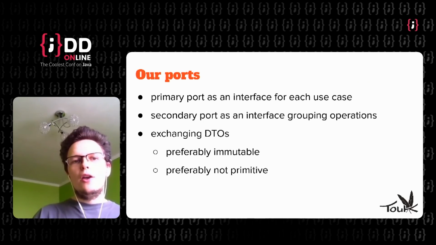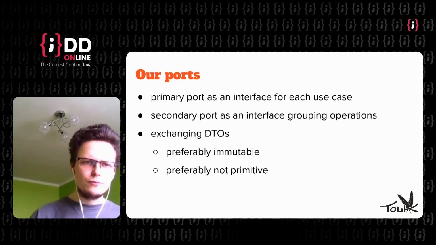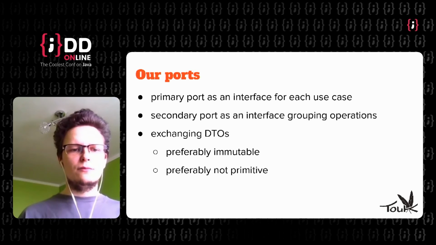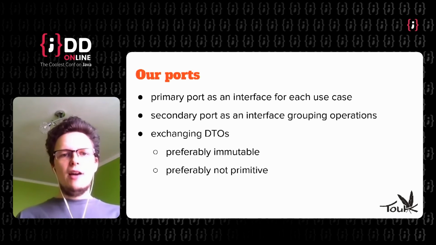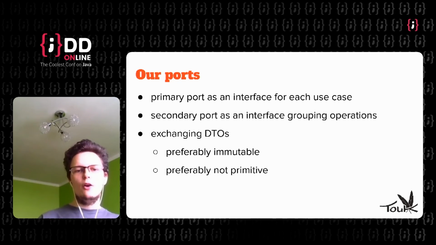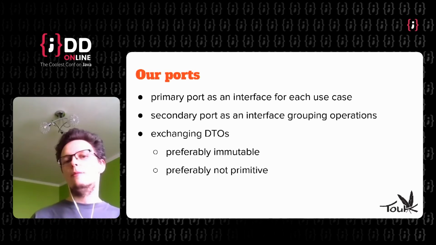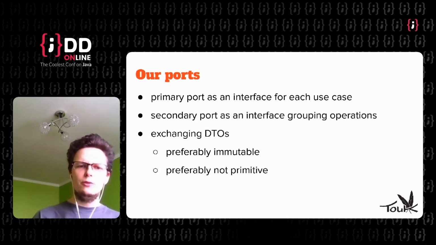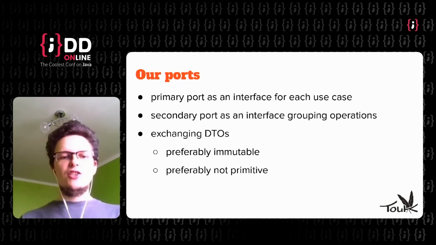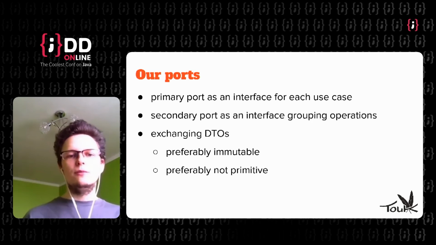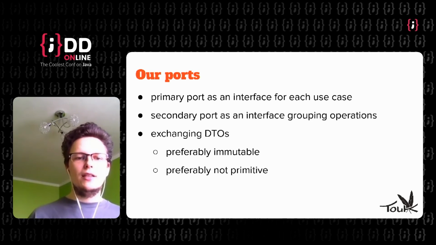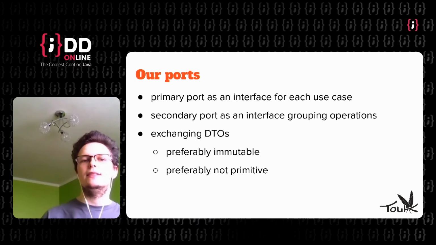Also, according to our ports, primary ports of our domain were divided by the use case of this domain. Secondary ports were grouped by operations which are working probably on the same resource. We will see that in the example. We could exchange the DTOs, which are preferably immutable, and have primitive types wrapped by some other entities, and I will see it in a moment.